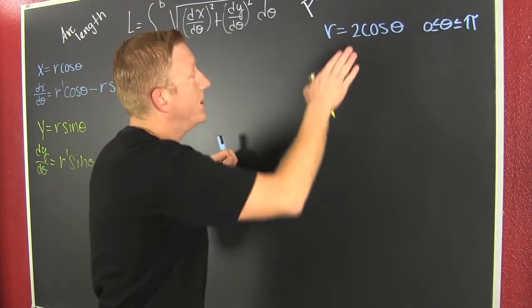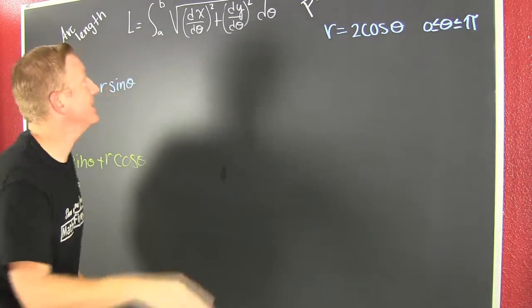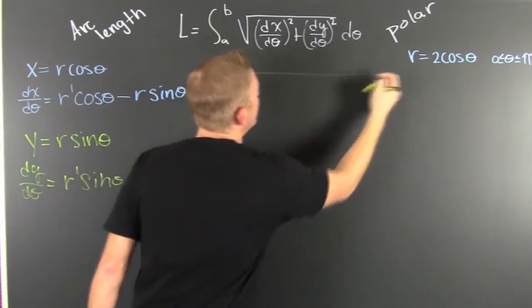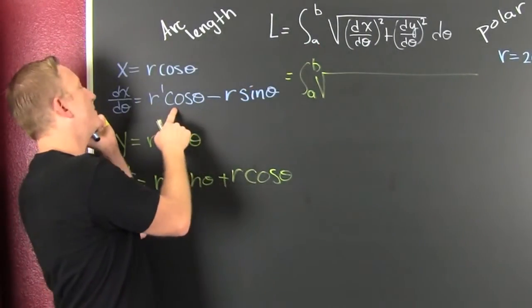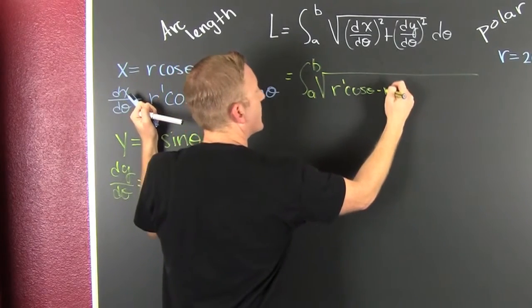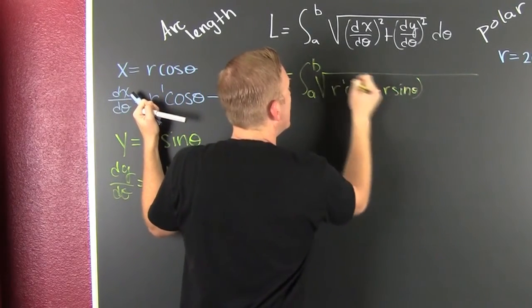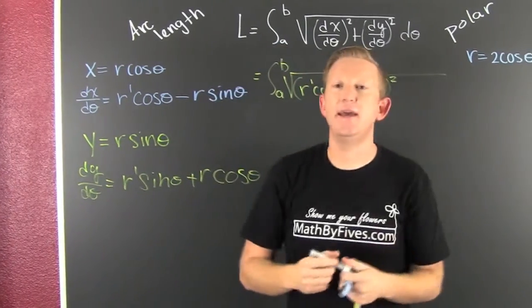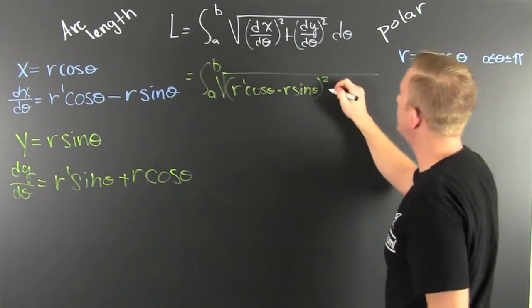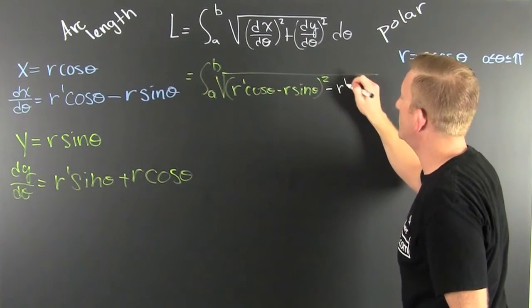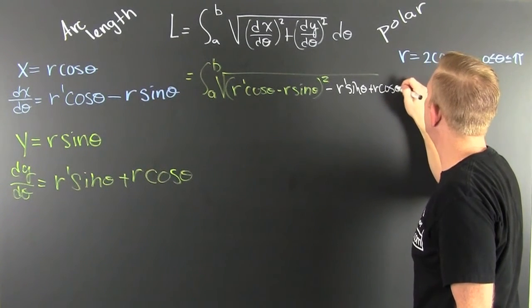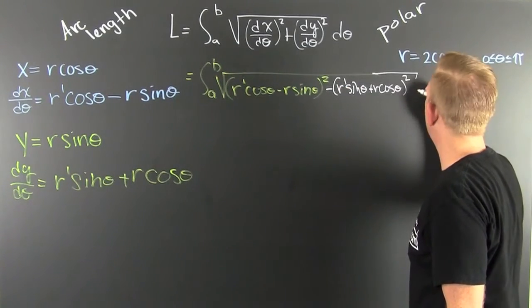Before we get to this, there will be an example following this derivation. This is still from A to B, and I'm looking at the square root of dx d theta, which was r prime cosine theta minus r sine theta, and that whole thing is squared. Then I subtract off dy d theta, which is r prime sine theta plus r cosine theta, and that whole thing is squared right there.